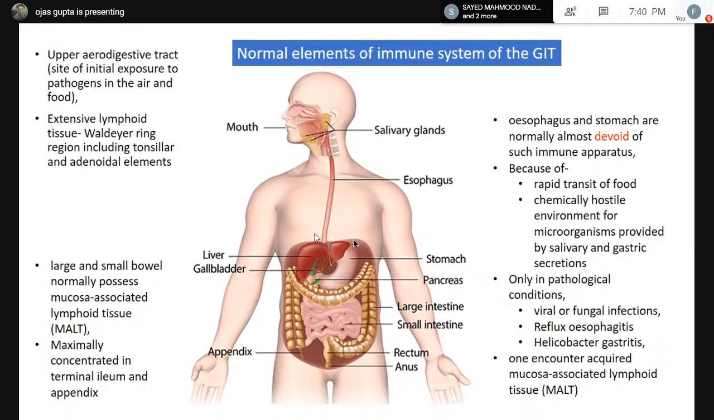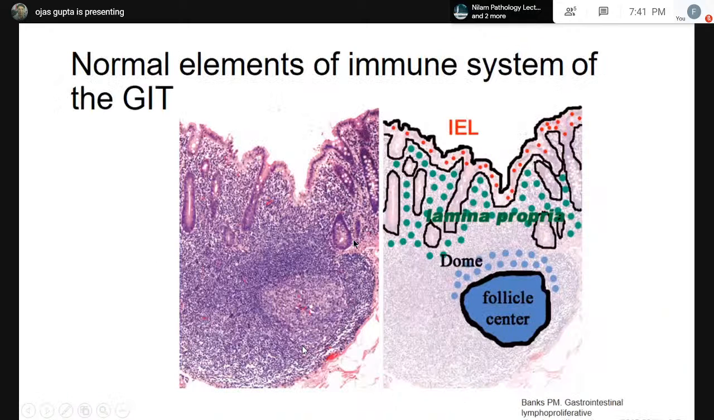So, the presence of any kind of mucosa-associated lymphoid tissue within the esophagus and stomach is usually a pathological state, which can be due to any viral or fungal infection, reflux esophagitis, or Helicobacter gastritis. The large and small intestine normally possess mucosa-associated lymphoid tissue, and it is maximally concentrated in the terminal ileum and the appendix. So let's see the normal elements of the immune system of the GIT.